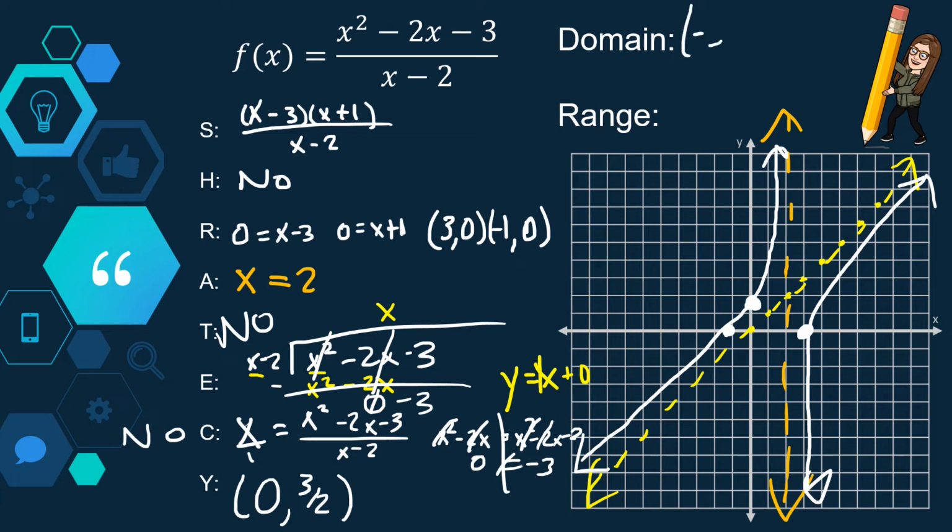Domain, I have a vertical asymptote. I exist from negative infinity to that 2, and I exist on the other side of the wall as well. Here's where it gets interesting. Look at your range. I exist forever below and forever up, right? I can go from the bottom to the top without lifting my pencil. So slant asymptotes create some unique ranges, so be prepared for that.